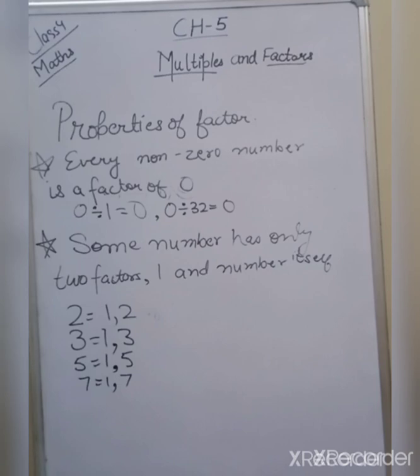And you have to remember that multiples of a number are unlimited, while its factors are limited, right? What is the difference between multiples and factors? Multiples are unlimited in number, but factors are limited.